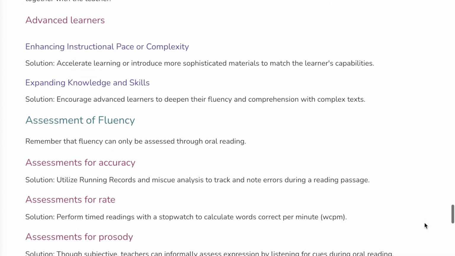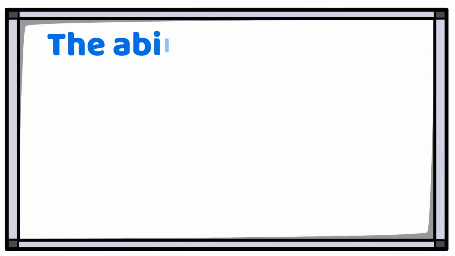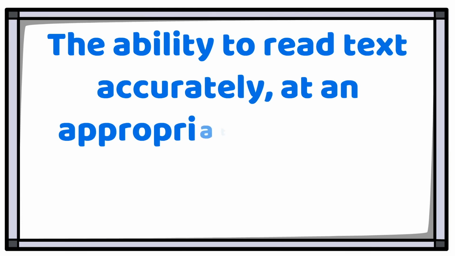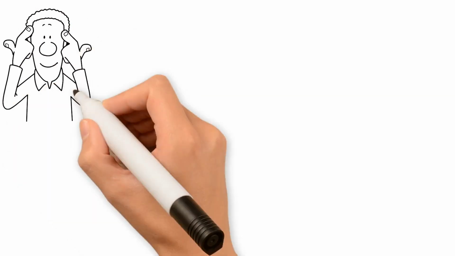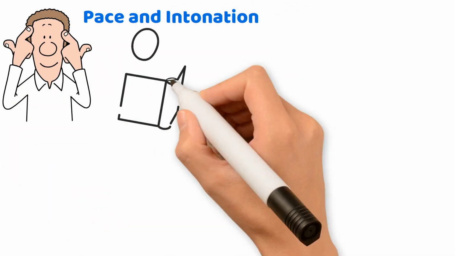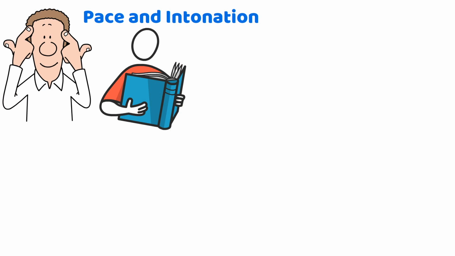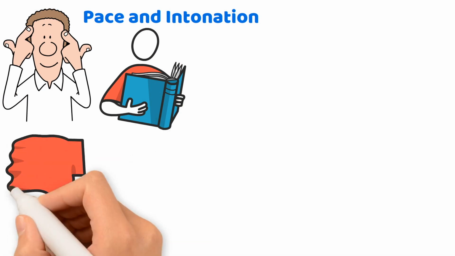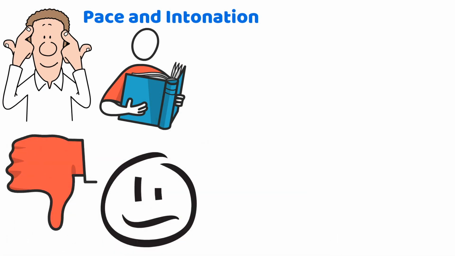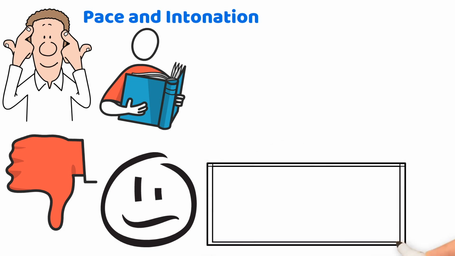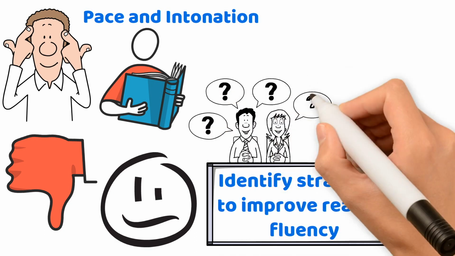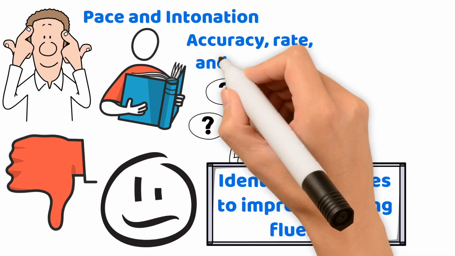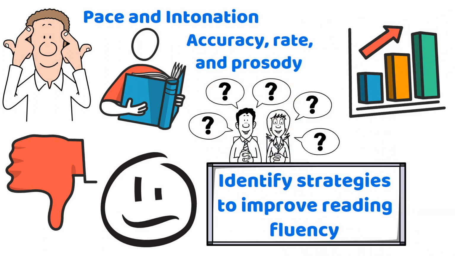First up, let's define reading fluency. It's the ability to read text accurately, at an appropriate rate, and with proper expression, or prosody. Remember, fluency is a blend of pace and intonation that makes reading sound natural, almost like speaking. This is crucial because lack of fluency can make reading a struggle, and severely impact comprehension. On test day, look out for questions that ask you to identify strategies to improve reading fluency. These questions are testing your understanding of how accuracy, rate, and prosody interplay to enhance reading comprehension.